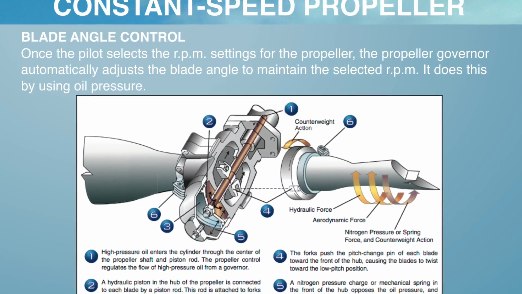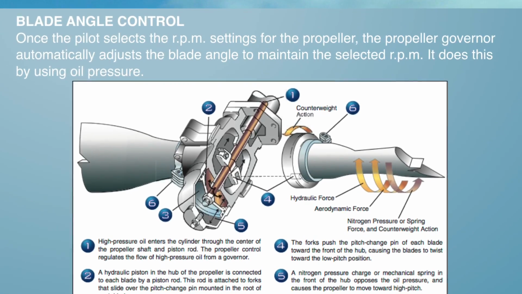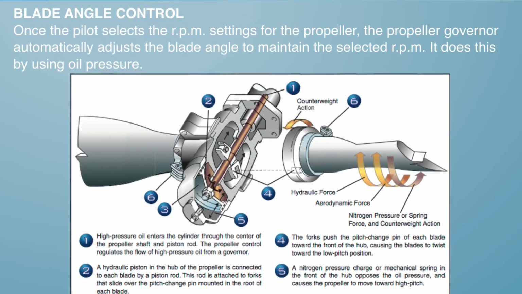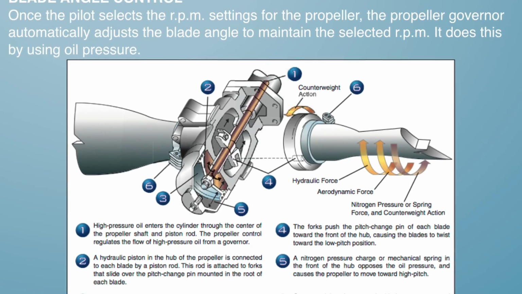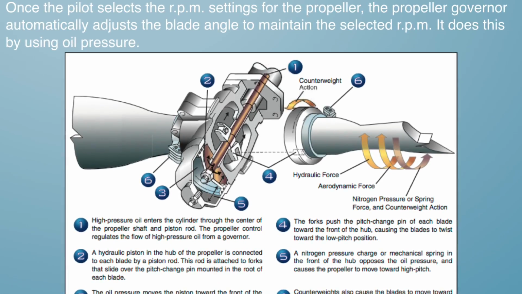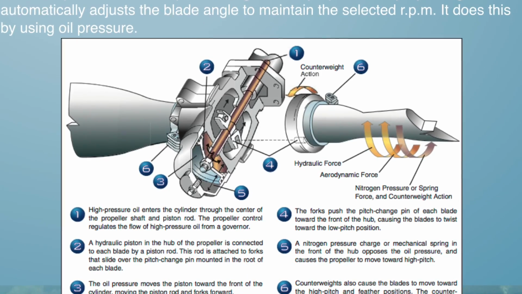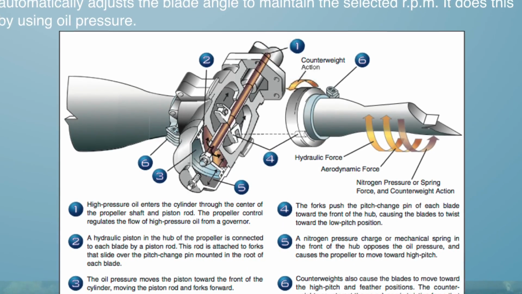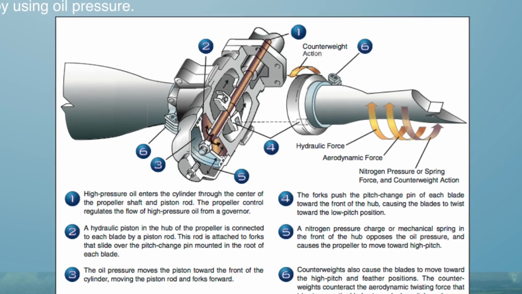Let's talk about the constant speed propeller for just a minute. The blade angle control. Once the pilot selects the RPM setting, the prop governor automatically adjusts the blade angle to maintain the selected RPM. It does this using oil pressure. Take just a moment, pause the video if you need to, and review this diagram and read through each of the bullet points below.